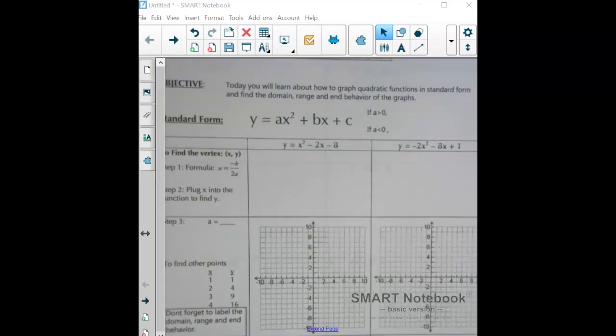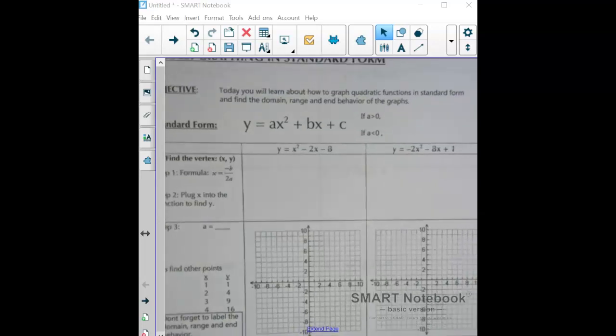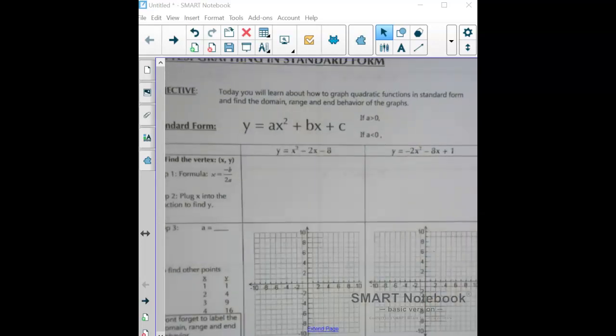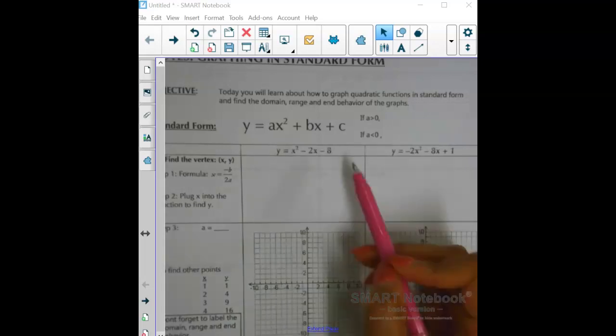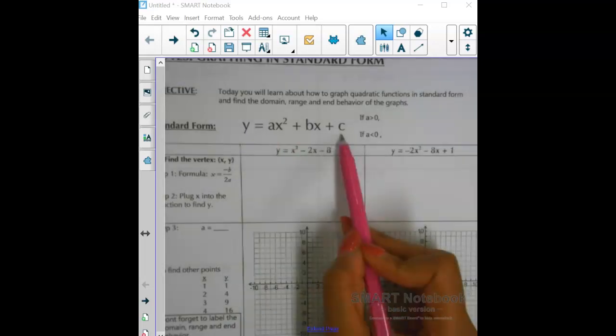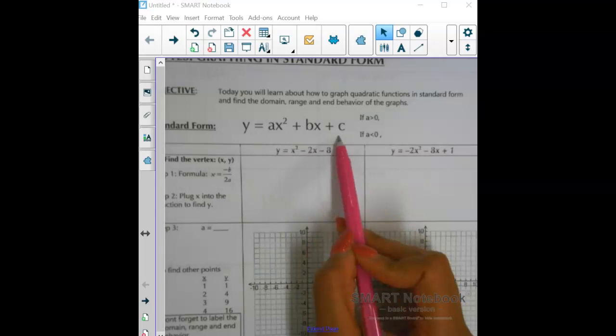Okay, so for the first part, you're just going to review how to graph quadratic equations in standard form, or quadratic functions, and you're going to find the domain, range, and your end behavior, which we've already talked about, honestly, earlier in semester 1. So the first thing we're going to do is look at this equation. This equation here is standard form.